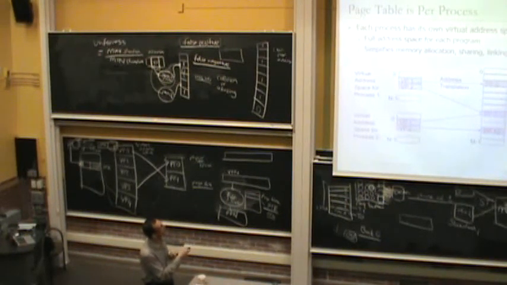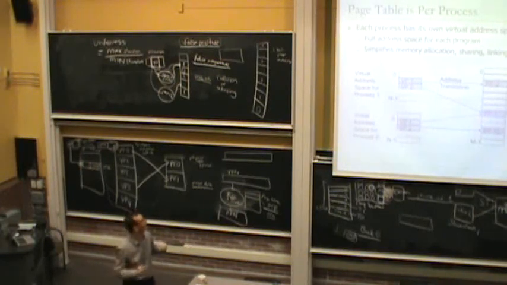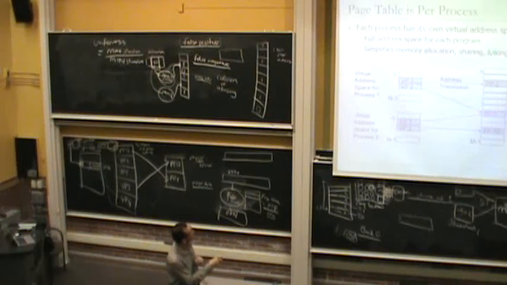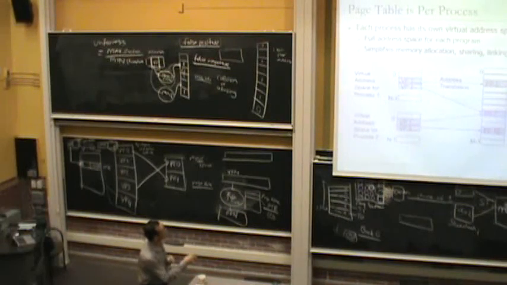A page table is also per process. Each process has its own virtual address space, so that a programmer can get the full address space for each program. This also simplifies memory allocation, sharing, linking, and loading. I'll let you think about some of these, but I'll show you the sharing here. Let's say there are two processes, and they share a page in an OS or library, for example. What you can simply do is map virtual page 2 of this process to that shared physical page, and virtual page 1 of this process to that same shared physical page. That's how you can share pages between different processes.